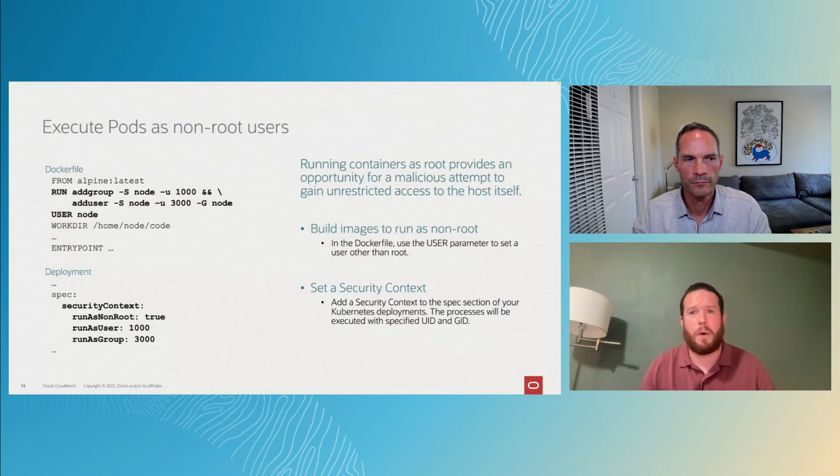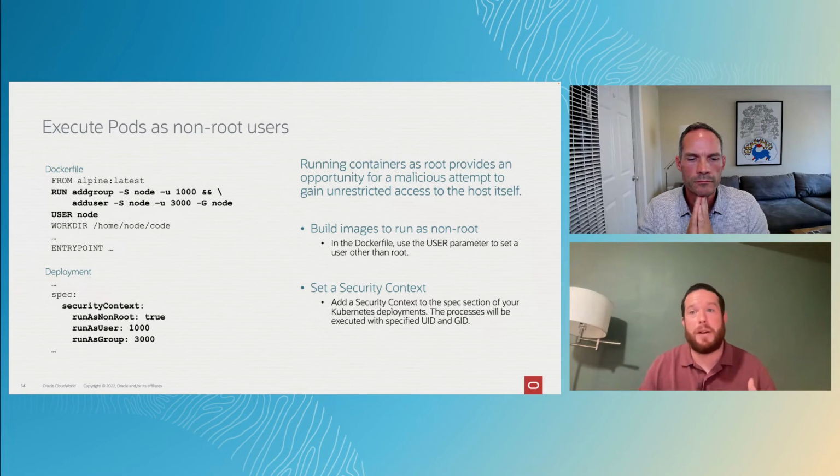Next, we will go over a couple of security context examples and how you can achieve these. For the first example, we will look at making sure containers are executing as non-root users. This is important since root provides the largest amount of privilege, and if exploited, could allow nefarious users to gain unrestricted access to a host.